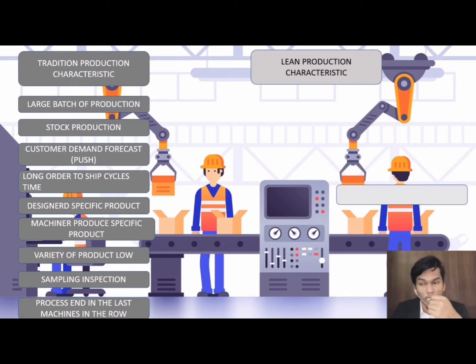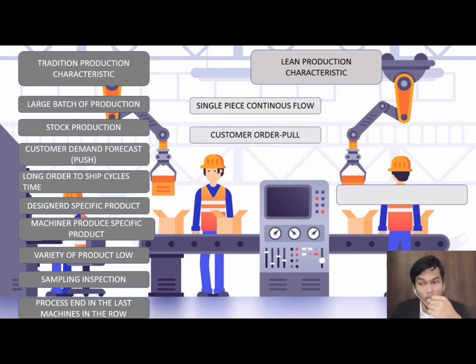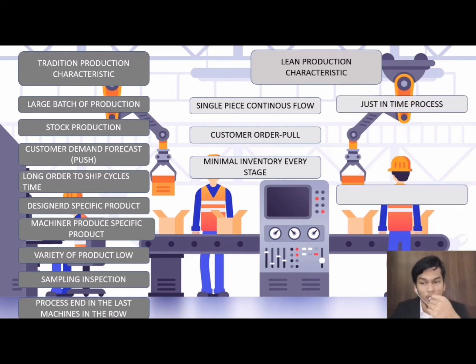The lean production characteristics are much in contrast to traditional production. They produce single-piece items but in a continuous flow. They just produce when there is demand from the customer. In the simplest manner, when there are customers' orders, they will manufacture it. Due to that, they have a short order-to-ship cycle time and very minimal inventory at every stage, as they don't want to create waste by holding a large amount of inventory.